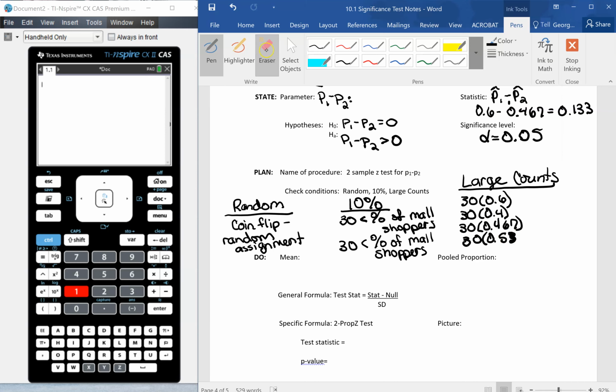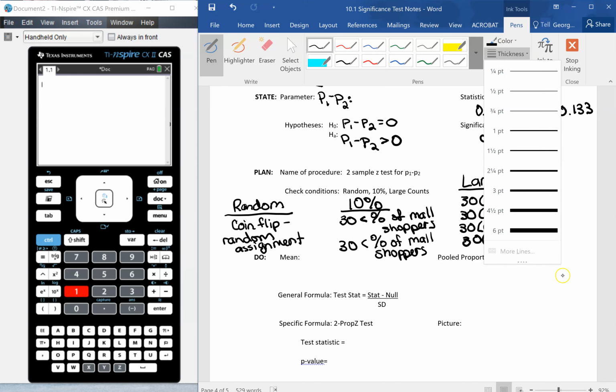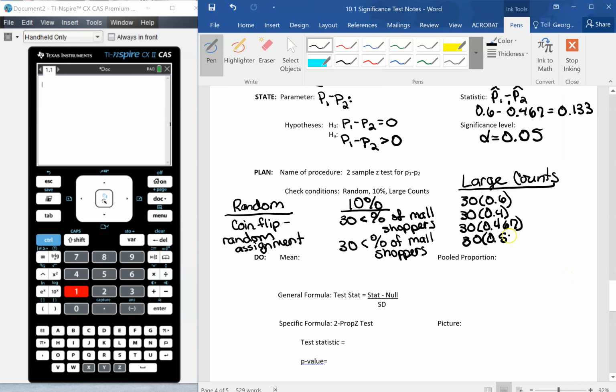That is not what I wanted to do. Stylus decided to be dumb today. Alright, 533. Seriously? There we go. Alright, so that gives us 18. This one gives us 12. This gives us 14.01. And this one gives us 15.99. Either way, they're all bigger than 10, so we're good to go.